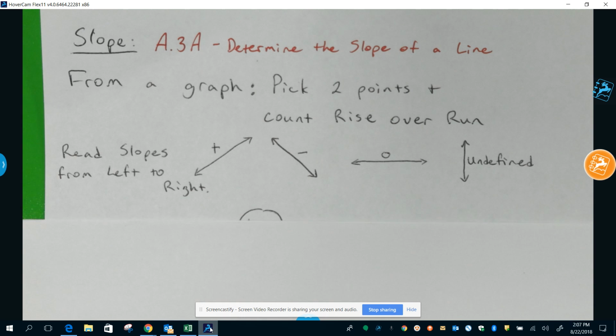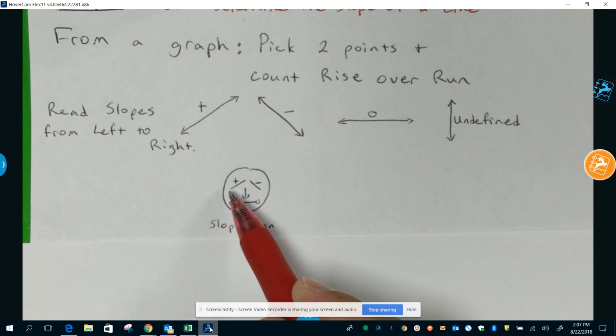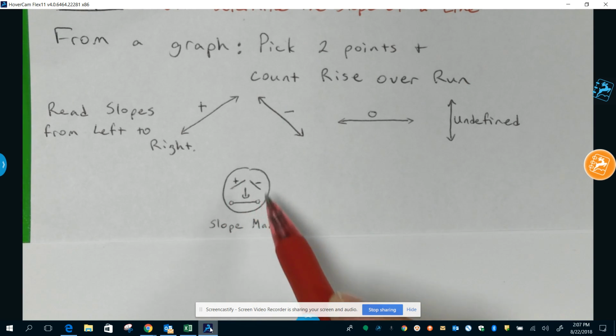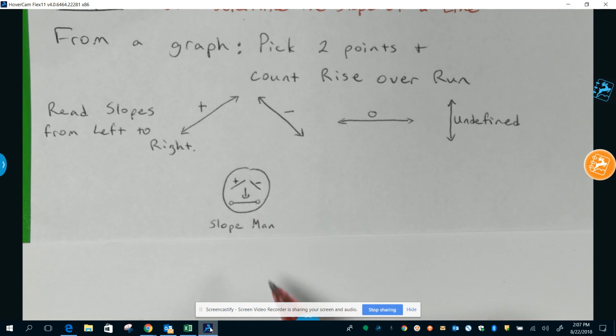Some of you may have been taught and may remember we have what we call the slope man. It helps you remember where we've got our positive slope, negative slope, our undefined slope. We put a U here for undefined slope, and we have our zero slope. Okay, so if that helps you remember.